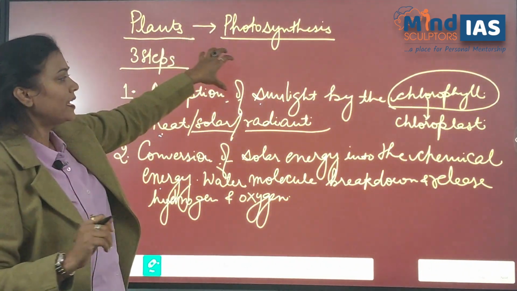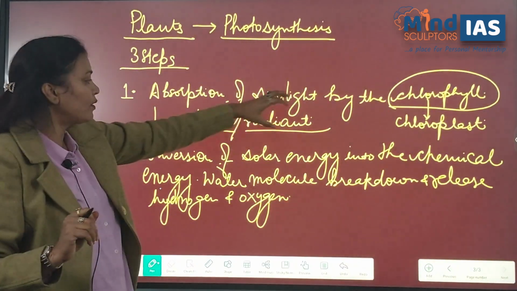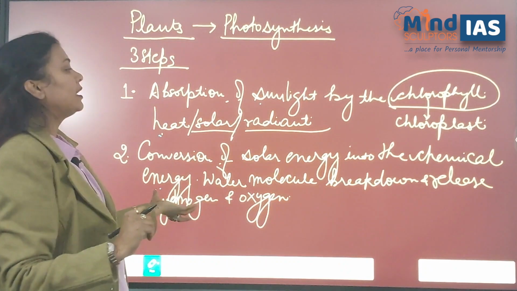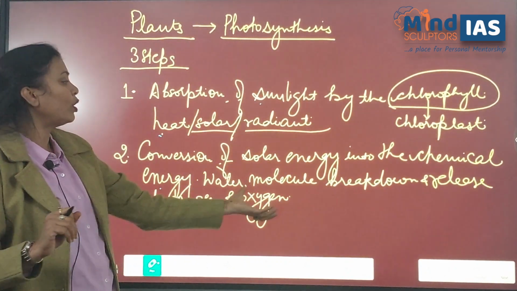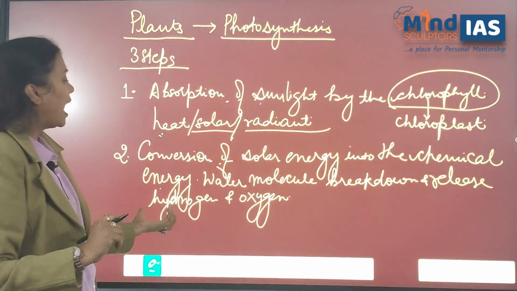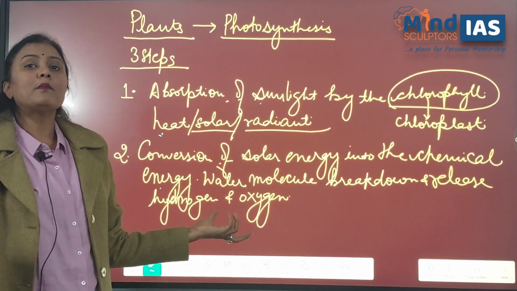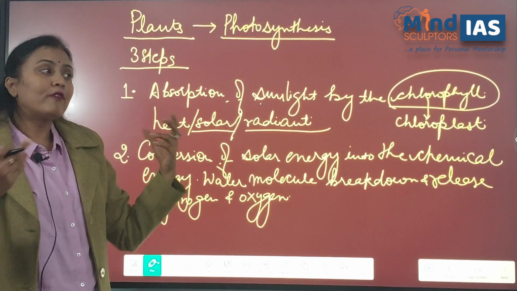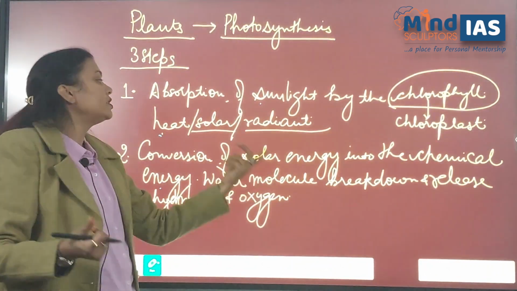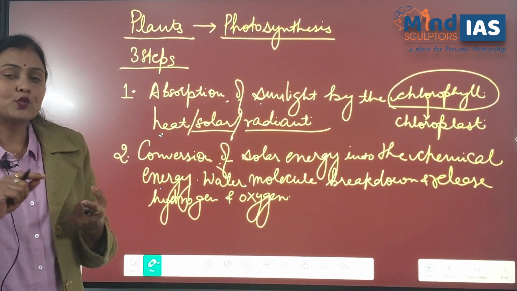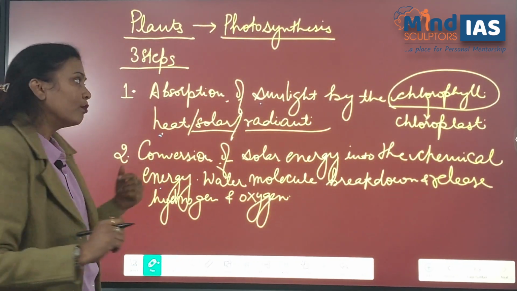So the first thing is absorption of sunlight by the chlorophyll. Then the second step is conversion of solar energy into the chemical energy of food. And in this conversion, what will happen? The water molecule breaks down and releases hydrogen and oxygen. Sometimes it may come in the question that from where in the photosynthetic reaction this hydrogen and oxygen is produced. So the source of production of this hydrogen and oxygen is your water molecule.